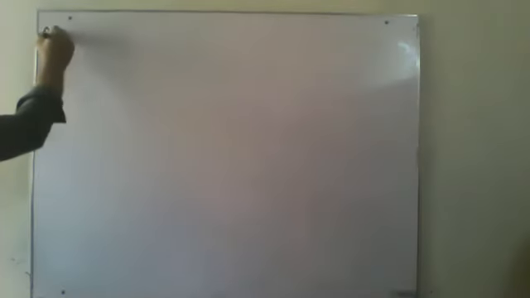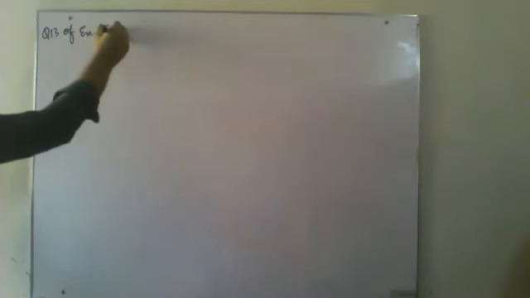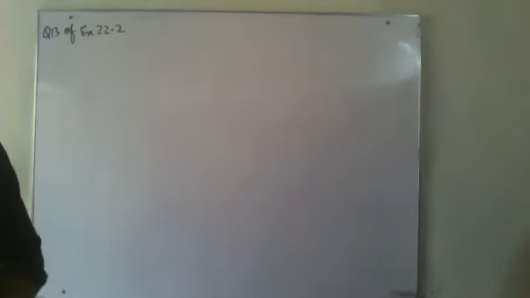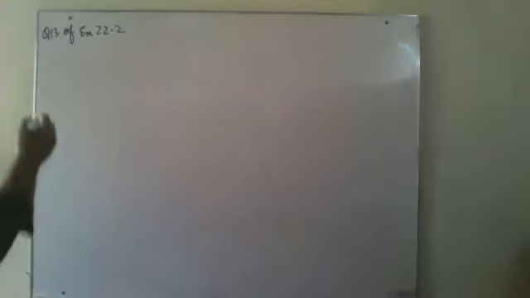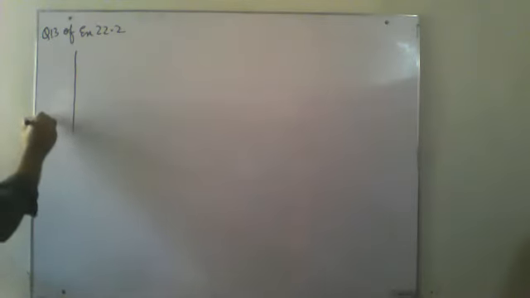Okay, question number 13 of exercise 22.2. The question says a car starts from rest and accelerates uniformly at a meter per second square for t1 seconds to a speed of 10 meter per second. Okay, so they are giving us velocity and acceleration.